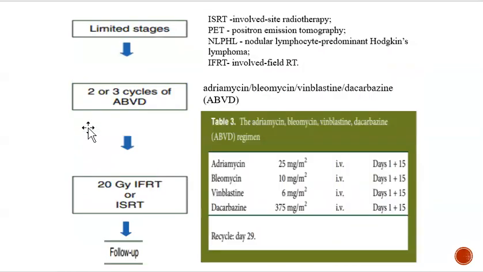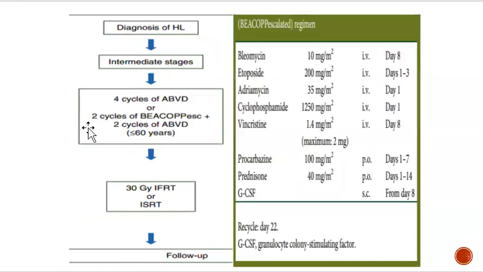therapy if needed. In limited stage patients, combined modality treatment consists of brief chemotherapy followed by radiotherapy. Currently, 2 or 3 cycles of adriamycin, bleomycin, vinblastine, dacarbazine, followed by involved field radiotherapy, is considered standard of care for limited stage Hodgkin lymphoma. The least toxic approach, consisting of 2 cycles of ABVD followed by 20 gray of radiation, appears to be sufficient for limited stage Hodgkin lymphoma. Intermediate stage patients are usually treated with combined modality approaches.